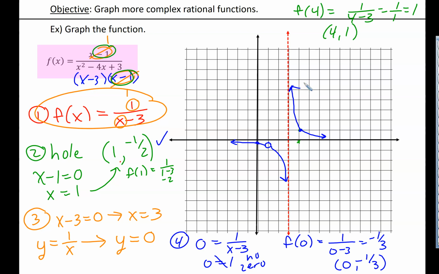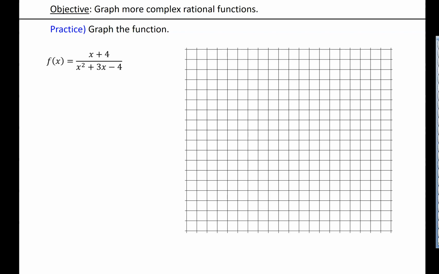All right, moving on. So here we have a practice problem. I encourage you to pause the video here and give this problem a try. Test yourself, see how well you know things. Come back when you're ready to check. All right, let's take a look at the graph for this one.